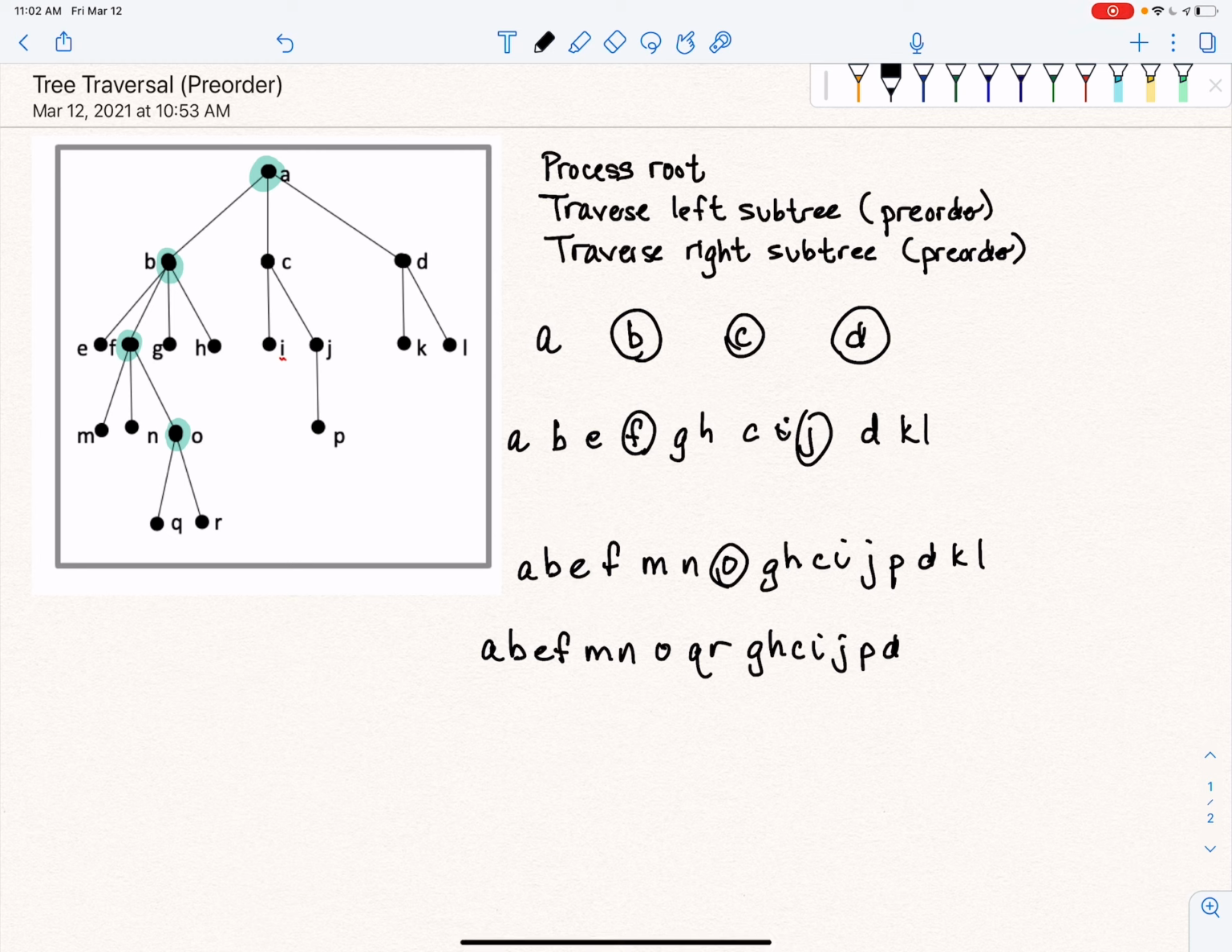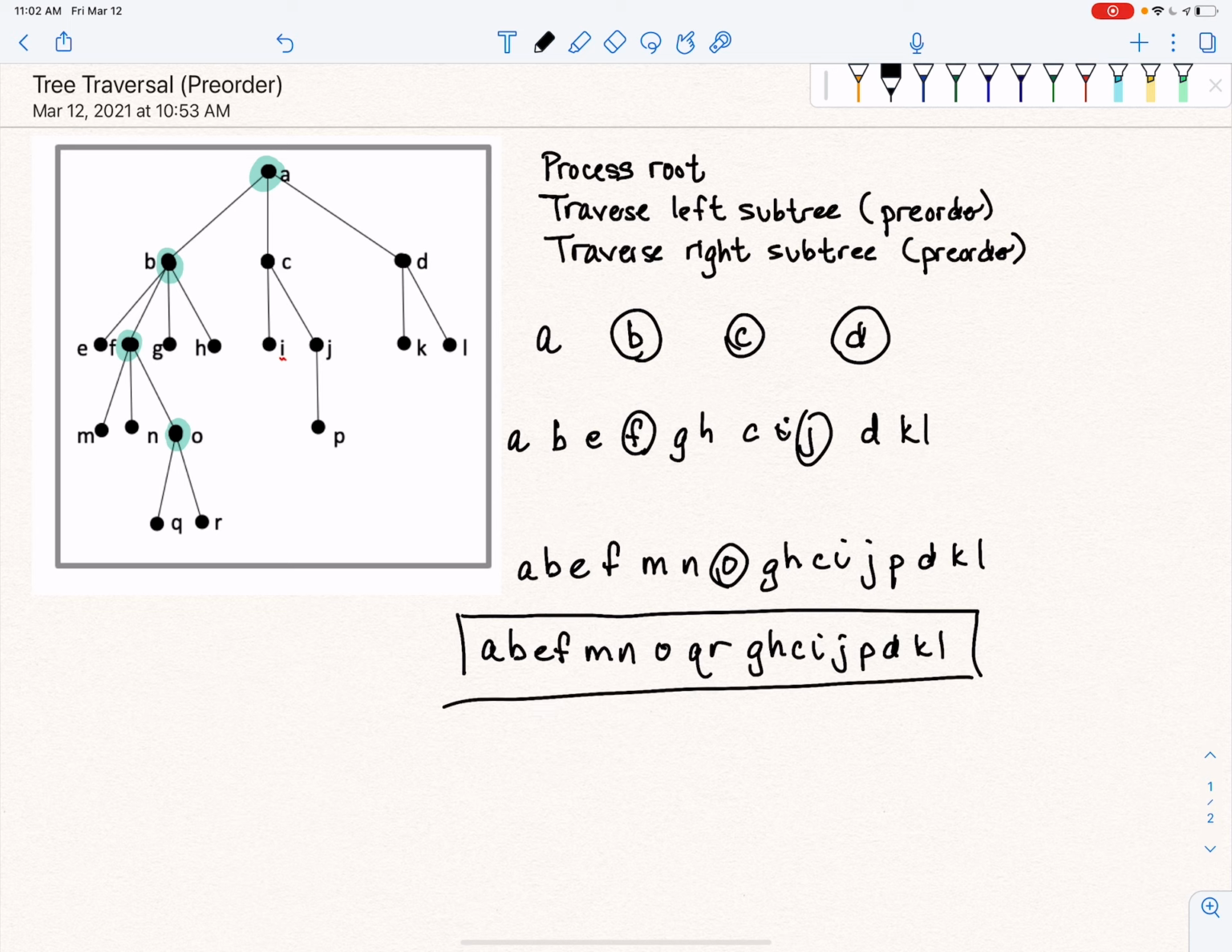This is the order in which the nodes will get processed using a pre-order traversal. So there you have it.